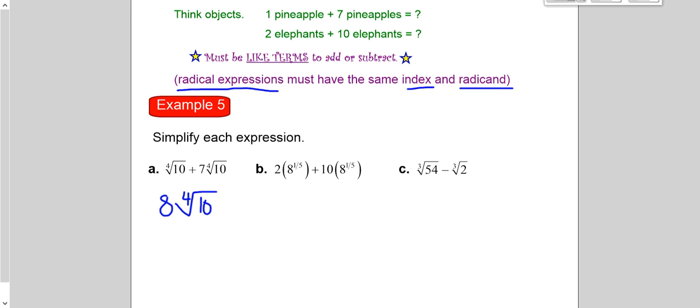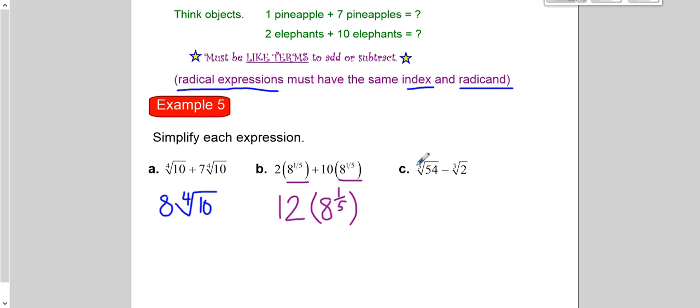All right, so where are the elephants? Oh, here they are. 2 elephants plus 10 elephants is 12 elephants. But this time our elephants are not elephants. They are 8 to the 1/5 power. But that's what we have 12 of. So 12 times 8 to the 1/5 power.